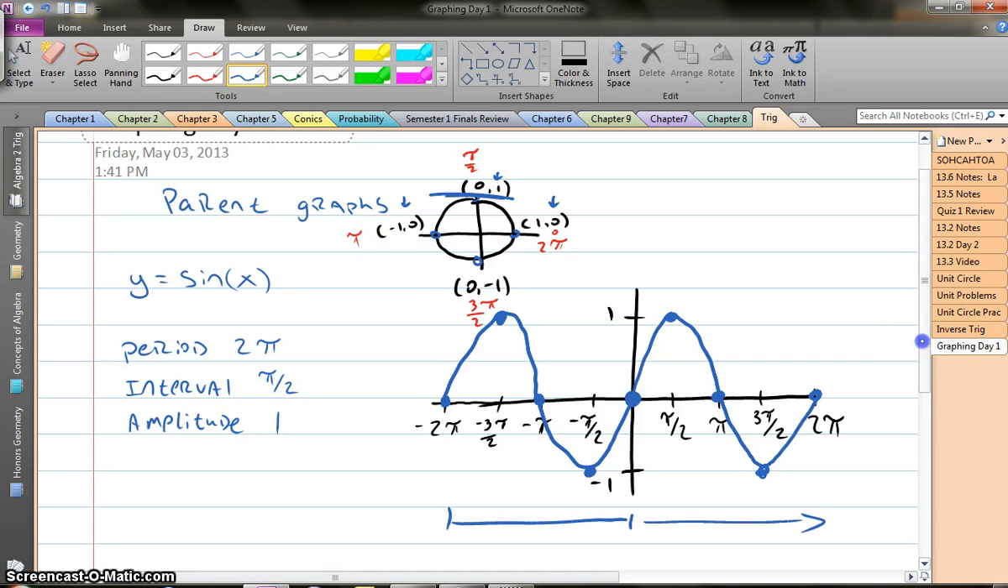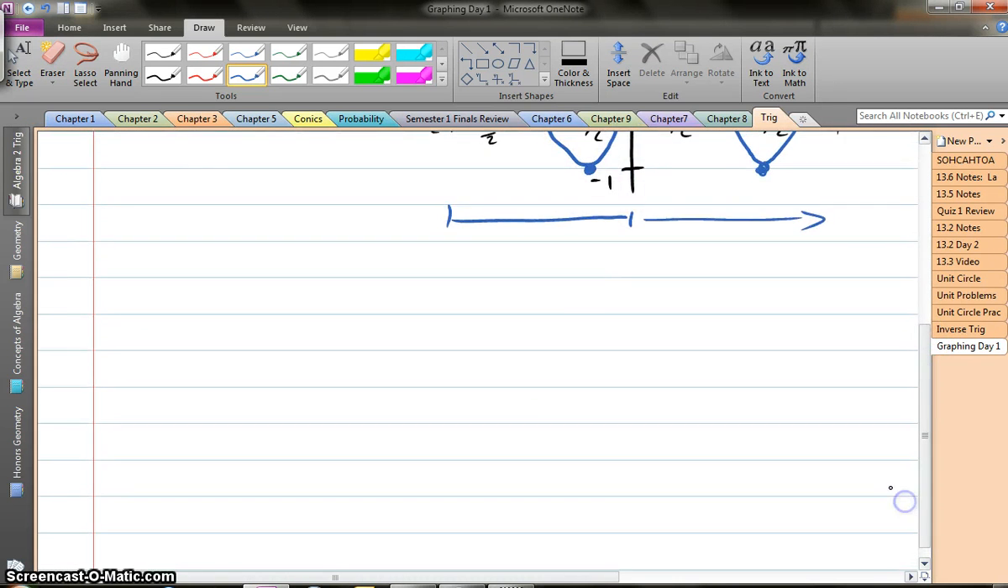Now let's do a cosine graph. So now we're dealing with y equals cosine of x. Again, my period's going to be 2 pi, my interval is pi over 2, and my amplitude is 1.